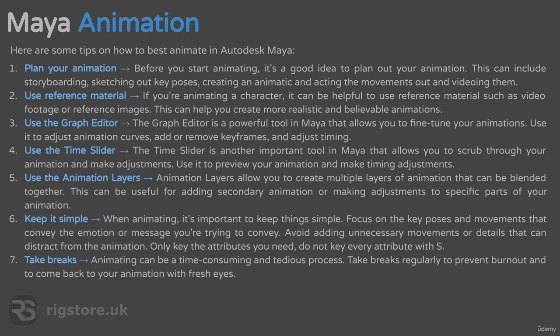Number 5, using animation layers. Animation layers allow you to create multiple layers of animation that can be blended together. This can be useful for adding secondary animation or making adjustments to specific parts of your animation.